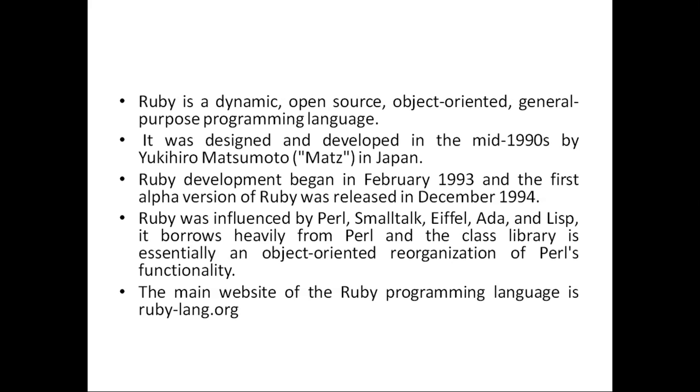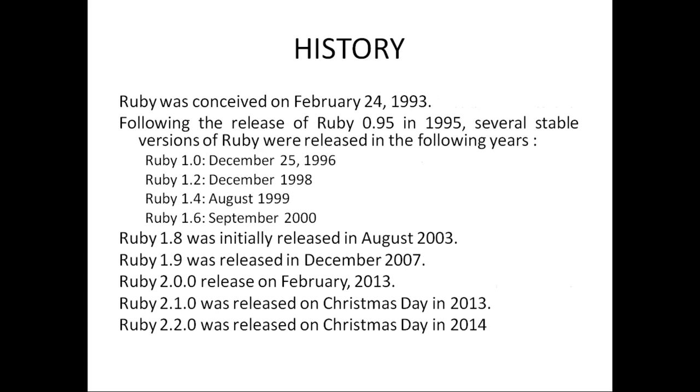If you see this Ruby, it is influenced by Perl, Smalltalk, Eiffel, Ada and Lisp. It borrows ideas from Perl as well as C++. And you can see it is a true object oriented programming language. Fine. And you can check the website for the language, ruby-lang.org. There you can get the entire thing.